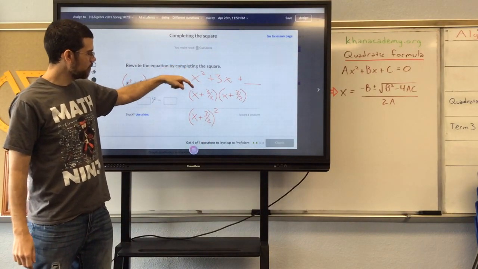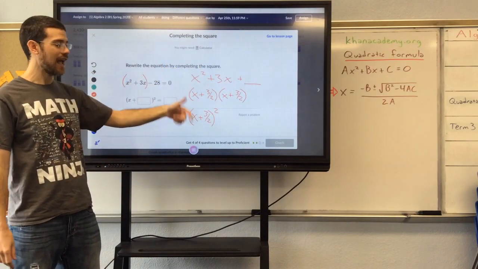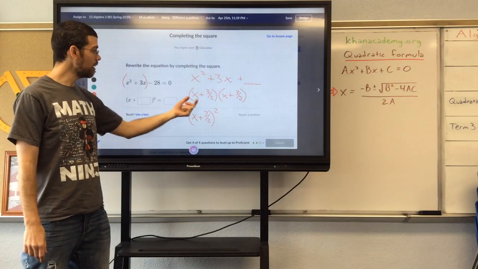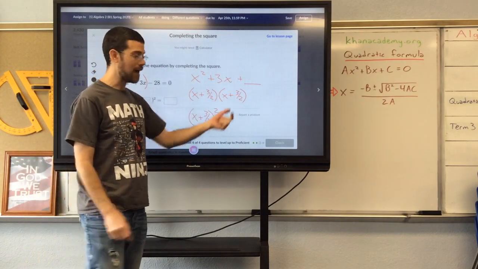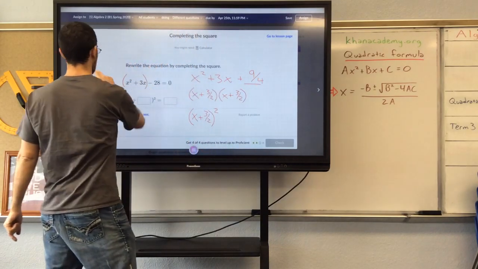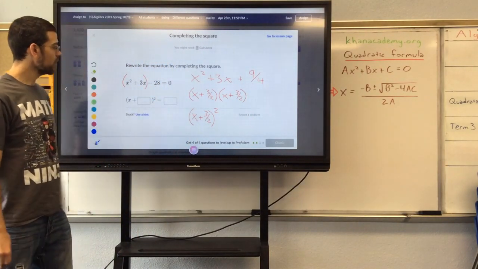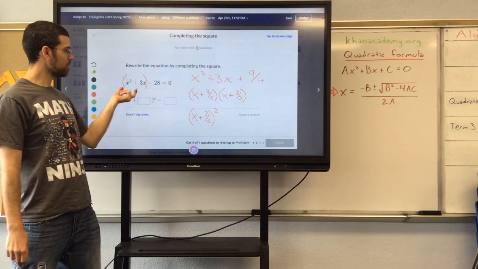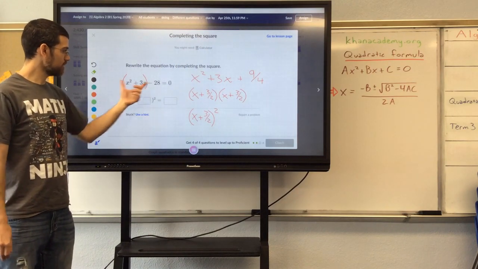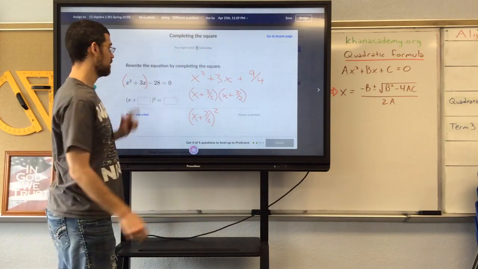X times x is x squared. 3 halves of x plus 3 halves of x is 6 halves of x, which is 3x. That gives us our middle term. And then 3 halves times 3 halves is 9 fourths. So our constant out here is 9 fourths. So if we write this expression, it includes x squared plus 3x, but it also added 9 fourths. If we want to make an equivalent expression to this one, we're going to have to add that 9 fourths to the right side of the equation as well.